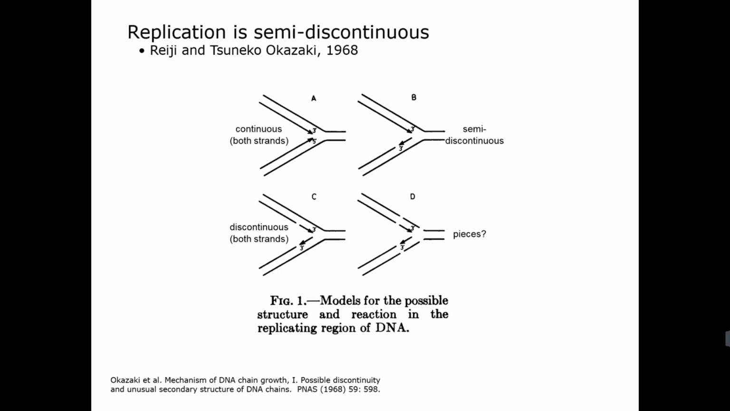So again, we have the one template being in the right orientation, and then the other template being in the wrong orientation. So what Okazaki set out to do was, again, design an experiment that would distinguish between different models that could accommodate how this synthesis was happening. And on the slide, we have those models illustrated. So the first model, Model A, which we'll focus on here, is that synthesis could somehow be continuous on both strands.